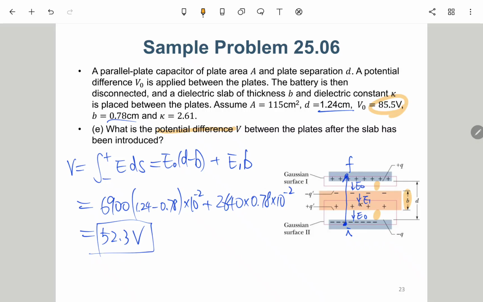It is not 85.5 divided by 2.61, because the slab with thickness B is only part of the distance between the parallel plates, not the whole separation. So it only reduced 85.5 by around 40%.